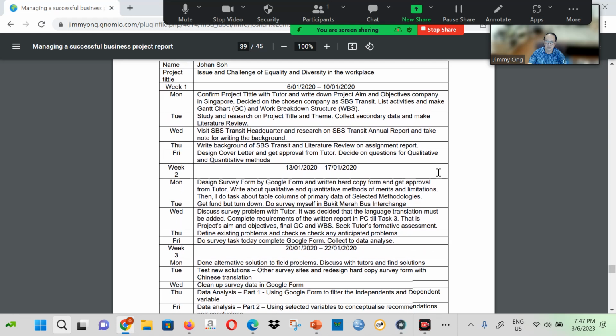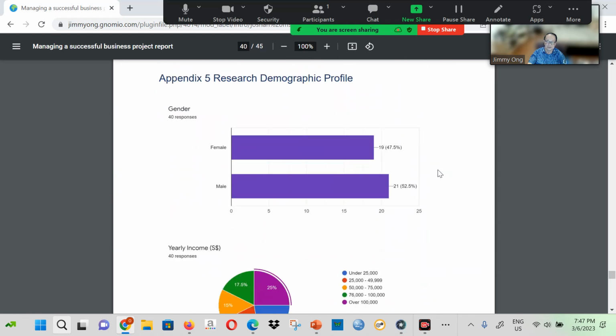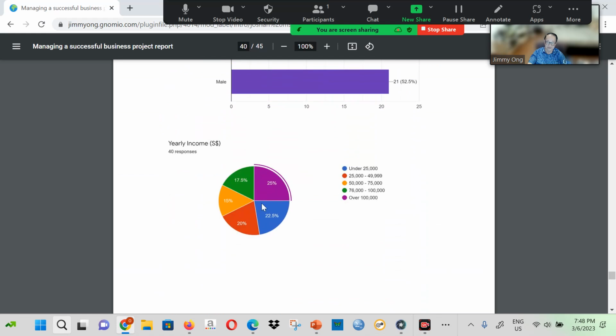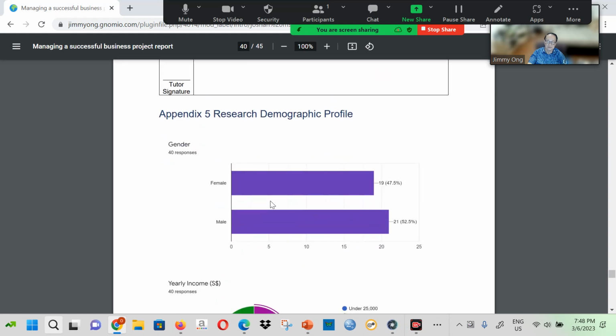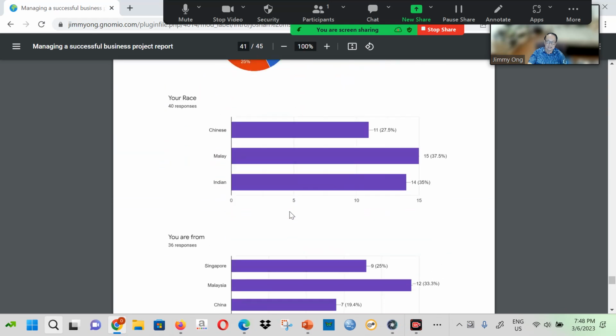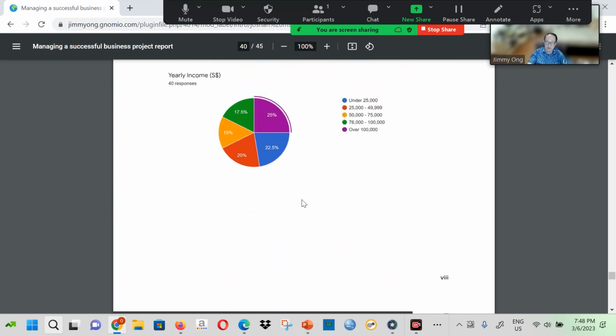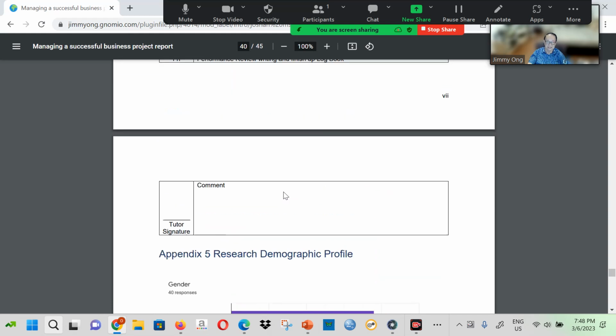And he even keeps a logbook to prove that he does the job. And this is what I say, made from descriptive data, made from Google Form, right? Google Form. And this is what we call the descriptive data, describing the sample under categorization.